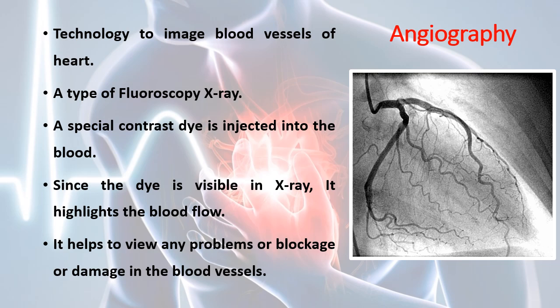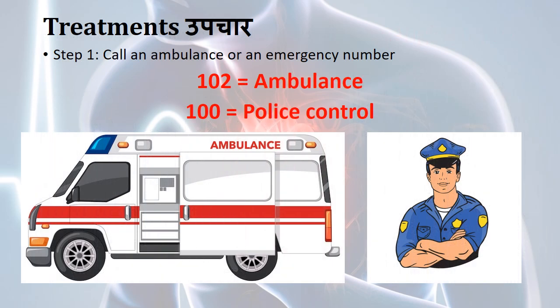So angiography is very helpful in detecting heart attack. Now, if you see a person having a heart attack, what should you do? Should you just watch? Of course not, because every minute is very important to save a patient who is getting a heart attack. Okay, now the first step is you should call an ambulance, and to call an ambulance you can dial the number 102, or you can call police control also by dialing 100 if you do not have anyone around you to help you.